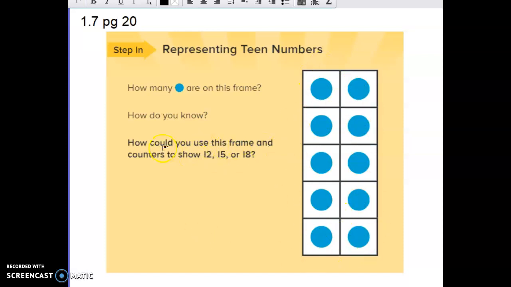How could I use this frame and counters to show 10, 12, or 15? Well, if I know that I start with 10, then I'm going to count on until I get to 12. So 10 plus 1, 2 equals 12. 10 plus 1, 2, 3, 4, 5 equals 15. And 10 plus, let's count. Let's add 8. So 11, 12, 13, 14, 15, 16, 17, 18. So I know that 10 plus 8 equals 18.